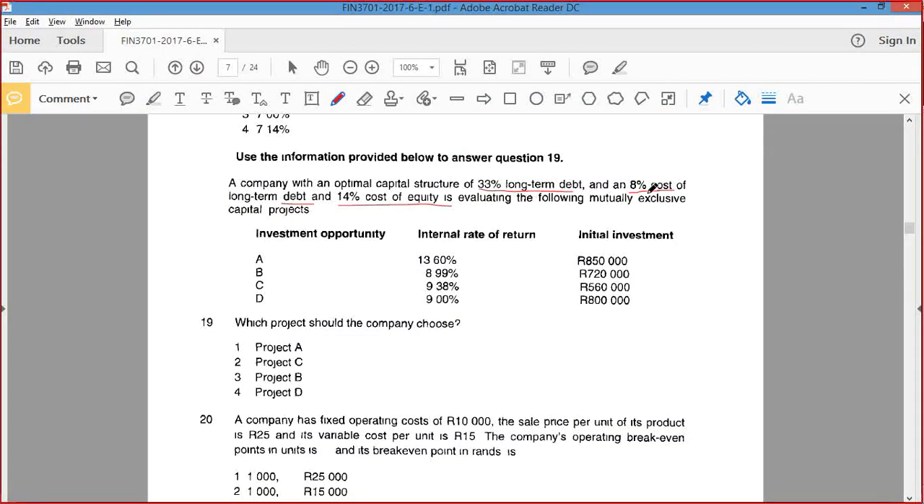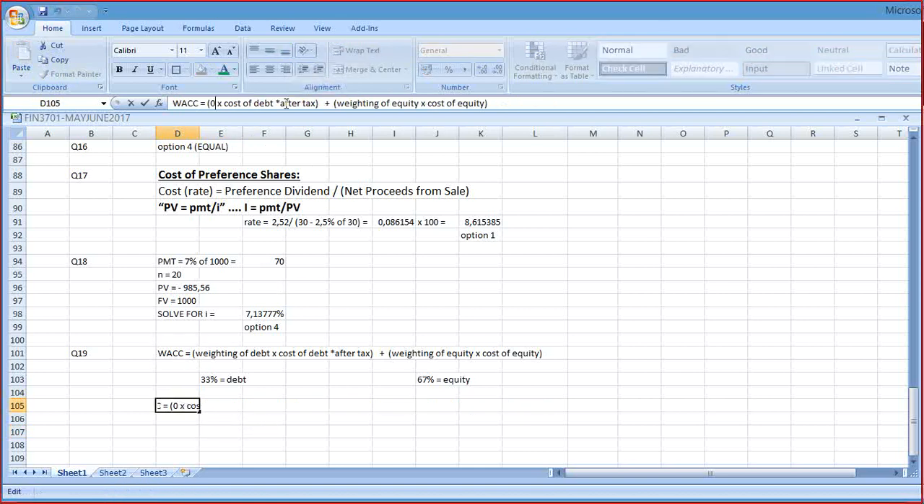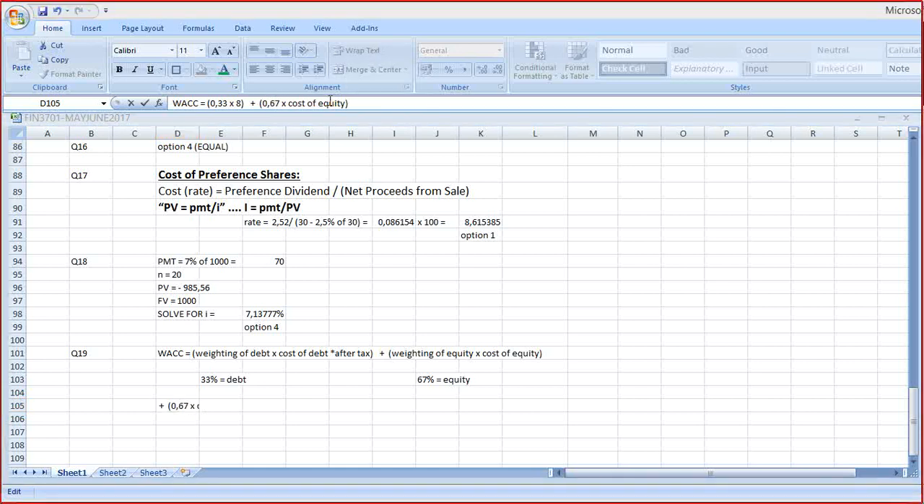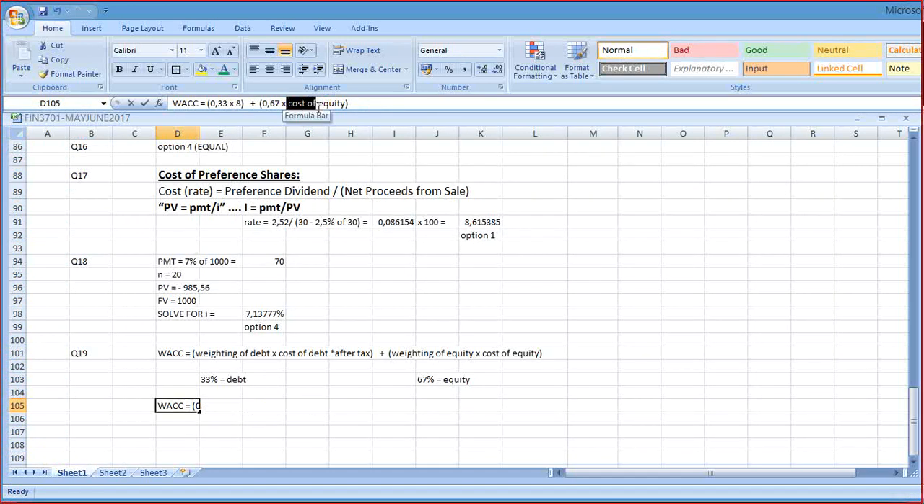Here they said there's no tax because it didn't give you a tax rate. So you can't assume 28%. So you would actually leave it out. You don't have to worry about the tax. You can just leave it as 8%. Yeah, but if there was a tax rate, you would have to put it in. Okay. What is the cost of equity? 14. I think so.